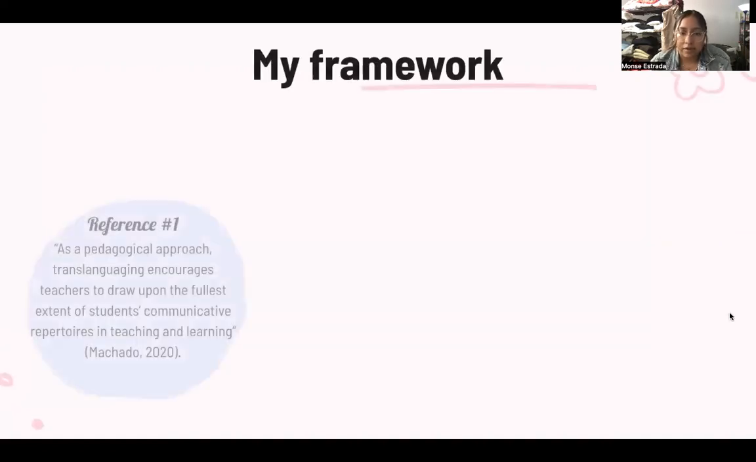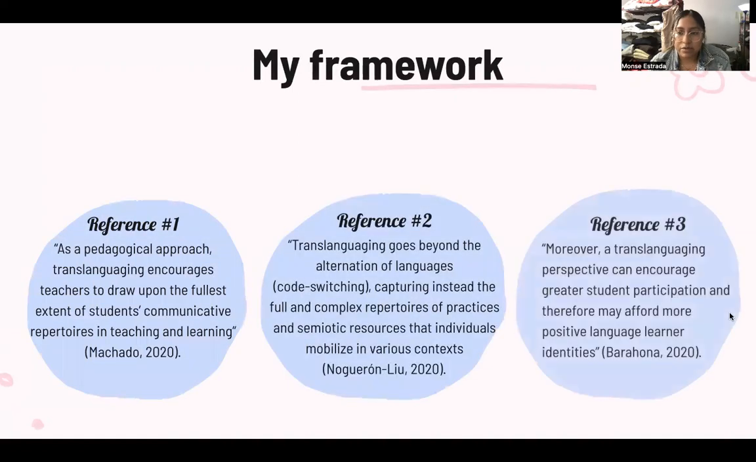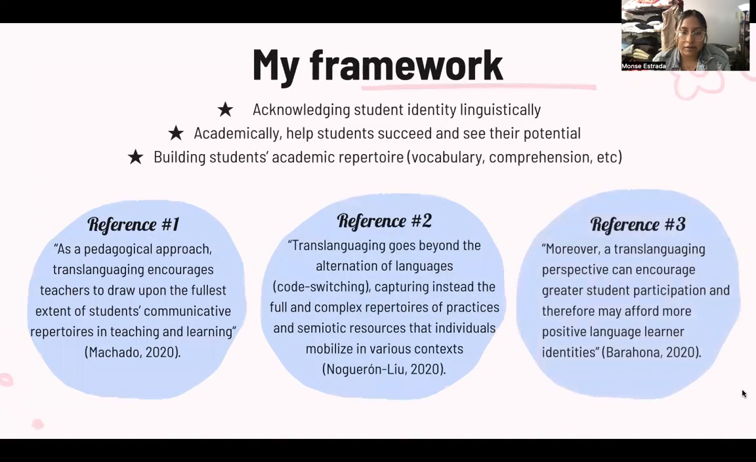So this is just my framework. I won't go too into detail about it, but overall, I wanted to help acknowledge student identity linguistically, academically, help them see their potential and help them succeed. And often I do have to remind them to try attempting to respond back to me in Spanish. So, en español, por favor, is something that I'm always saying to them. And just helping them build their academic repertoire and vocab and comprehension.